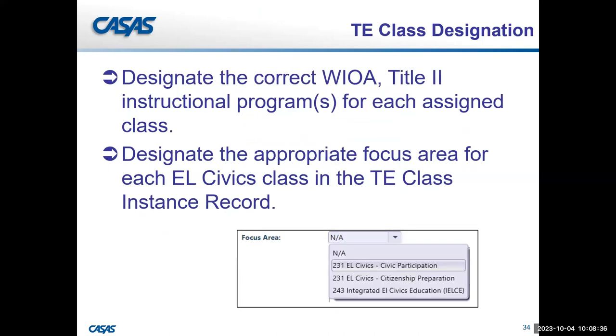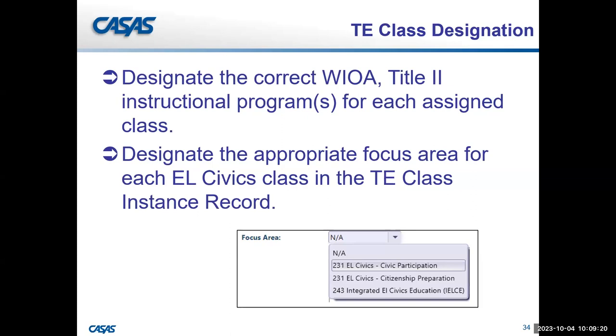This one I probably should have moved up a little bit. Sorry, it's a little bit out of order. I kind of rearranged this because we're setting it up for less time. Seeing this, I should have moved this up a couple slides earlier. But in the class instance record, you're designating the program for that class, or if it's multiple programs, designate multiple. This is where TE is determining at that class level which ones relate to federal reporting for WIOA 2, which ones don't. That is specifically which classes relate to ABE, ASE, and ESL.